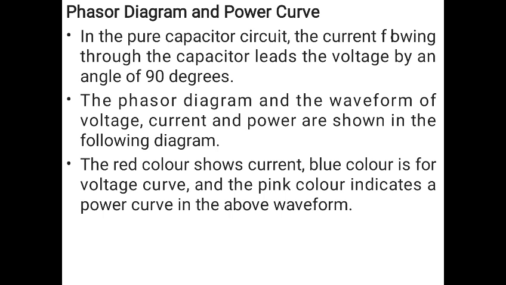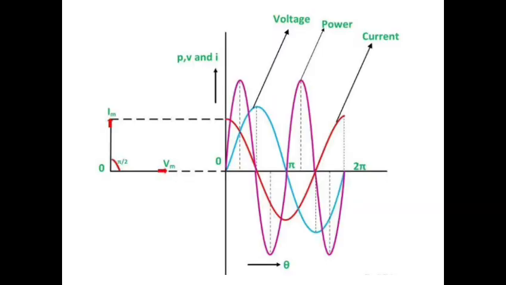Phasor diagram and power curve. In the pure capacitor circuit, the current flowing through the capacitor is found to lead the voltage by an angle of 90 degrees. The phasor diagram and the waveform of voltage, current and power are shown in the upcoming diagram. In the diagram, the red color shows current, blue color is for the voltage curve, and the pink color indicates the power curve. So here is the given diagram with voltage, power and current curves.